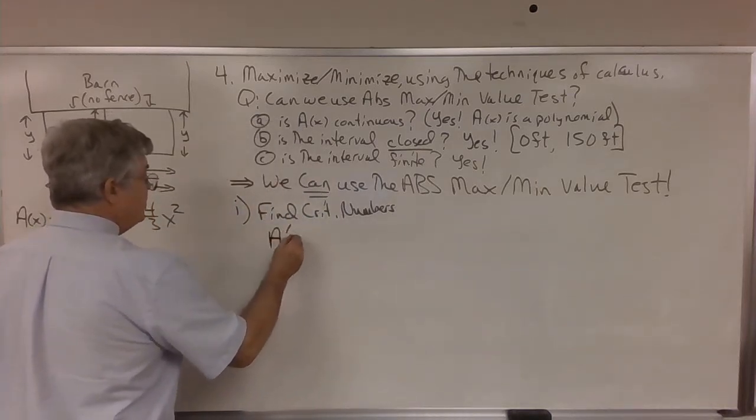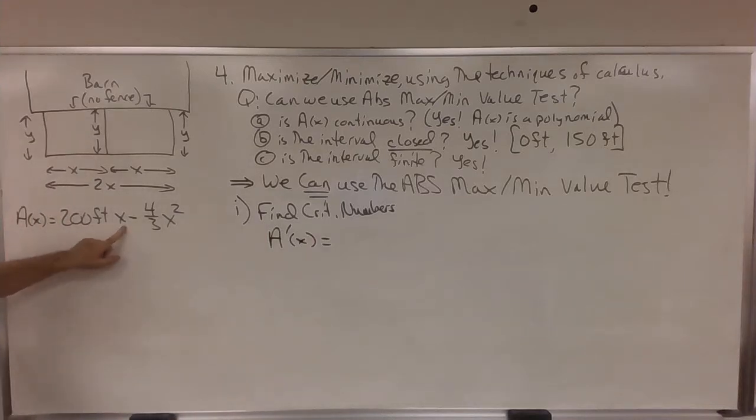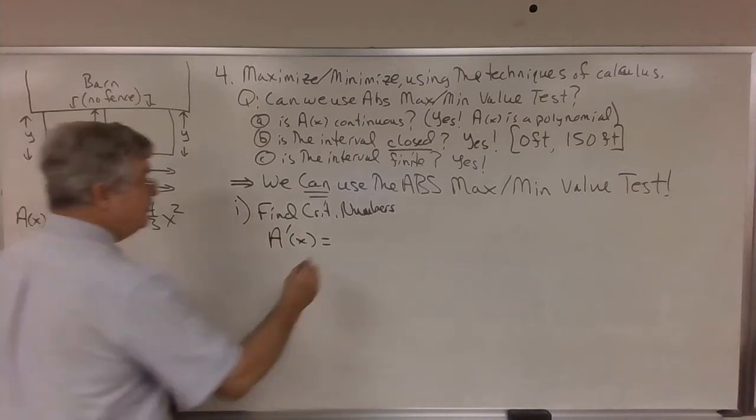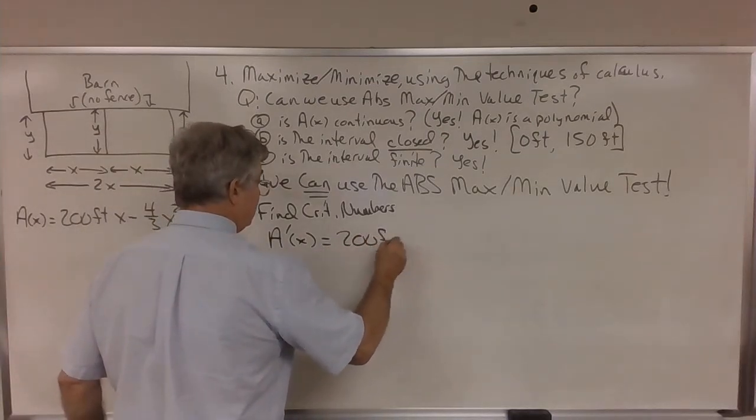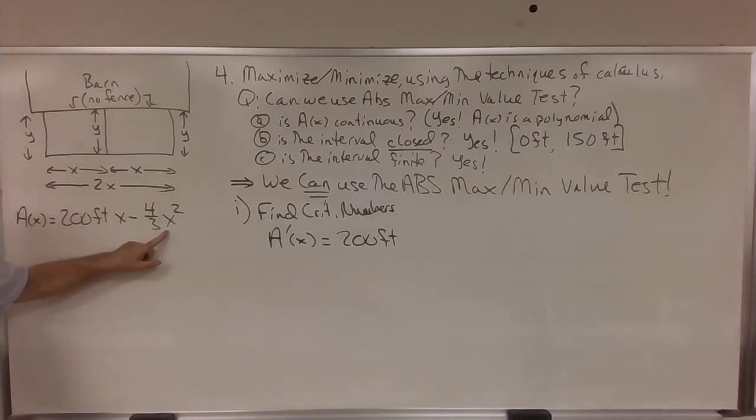So A prime of x, we have a constant times x, and we compute the derivative. That's just the constant, 200 feet. 4/3 x squared, the derivative is 8/3 x.